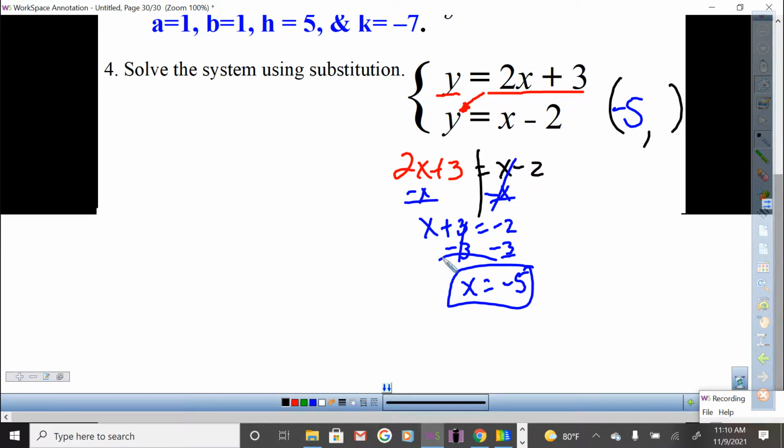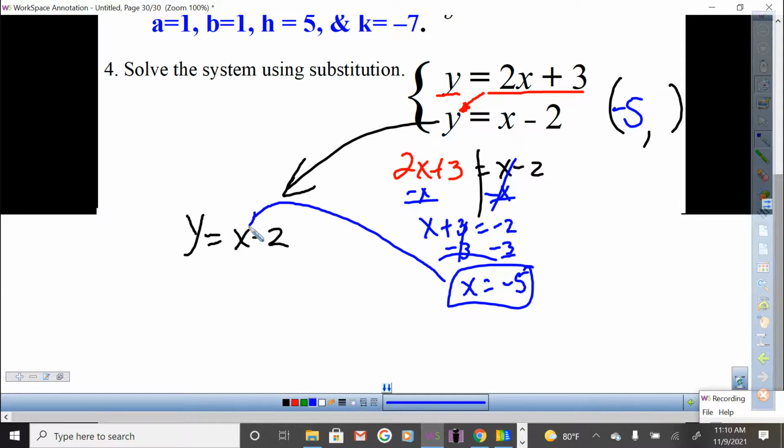Which equation do you want to use, Brooke? The top or the bottom? The bottom, okay. So I write y equals x minus 2. However, instead of x, what am I going to write, guys? Negative 5. So I bring everything else down. y equals negative 7.